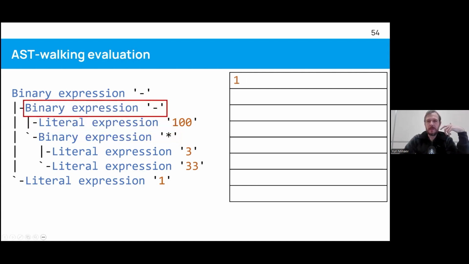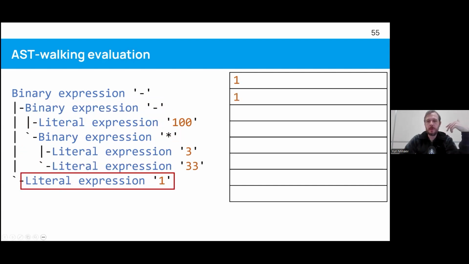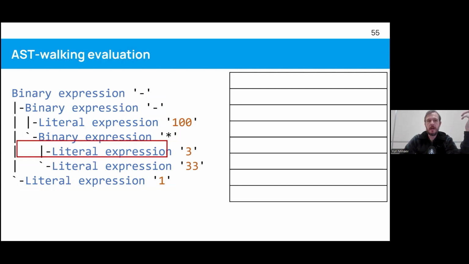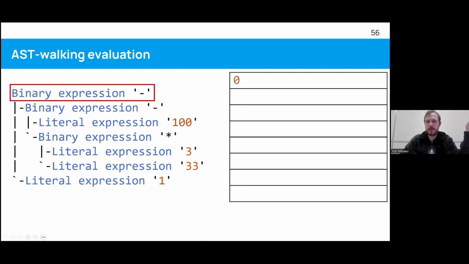Okay, so this minus, of course, results in 1. This one also results in 1. And eventually we get a 0 at the end. Well, it looks really simple, and actually it is. It's an extremely simple thing to do if you're doing an evaluator. And probably it's the first thing which will come to your mind if you decide to do one.